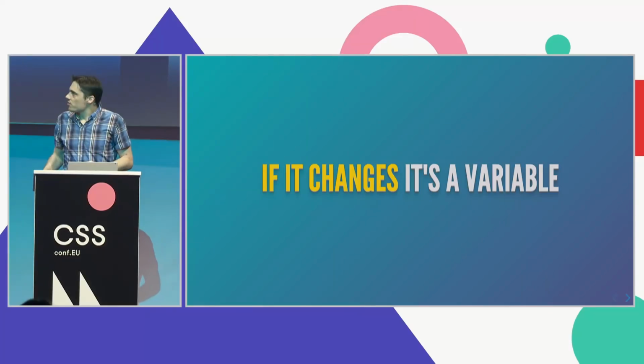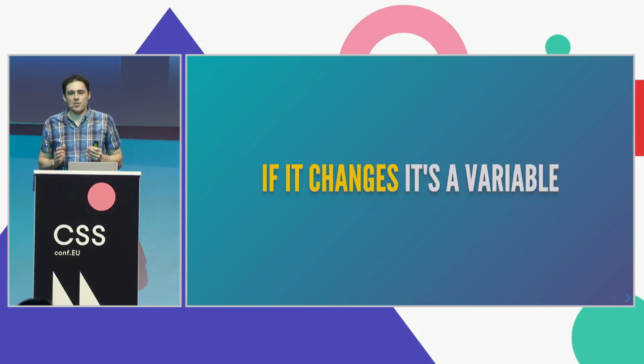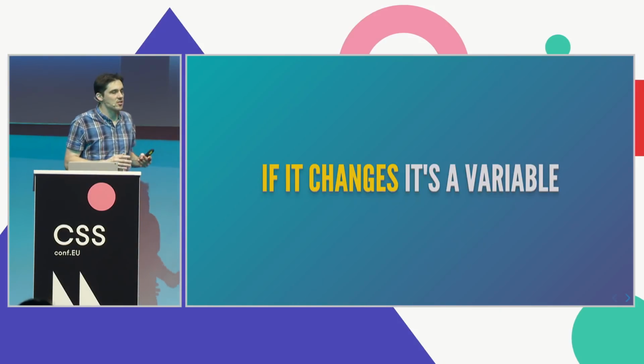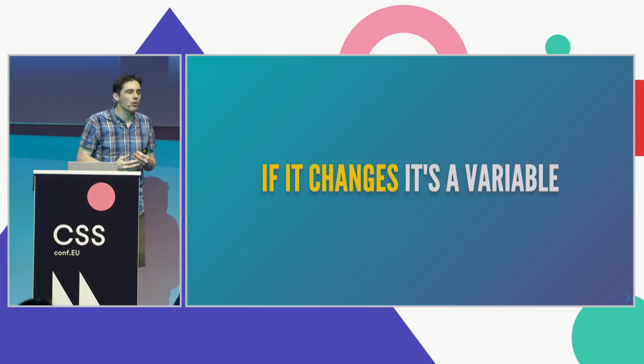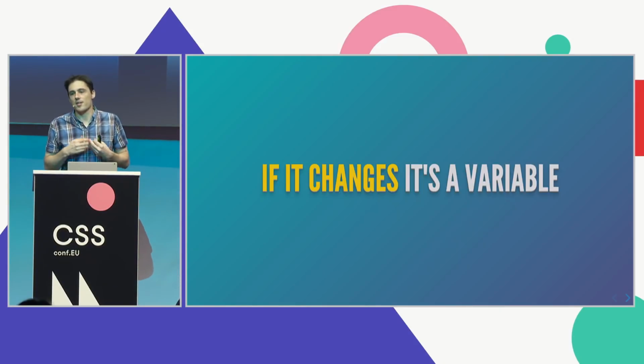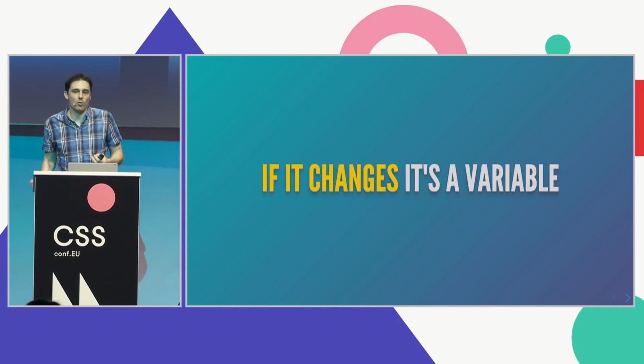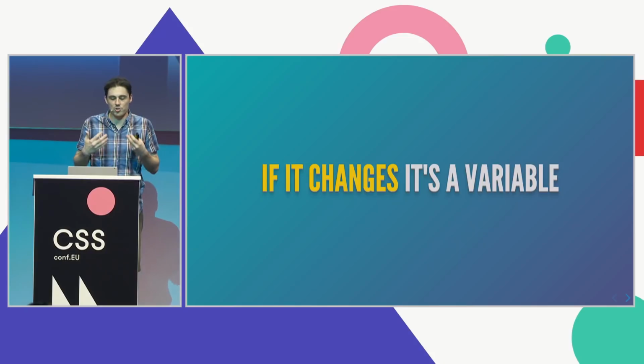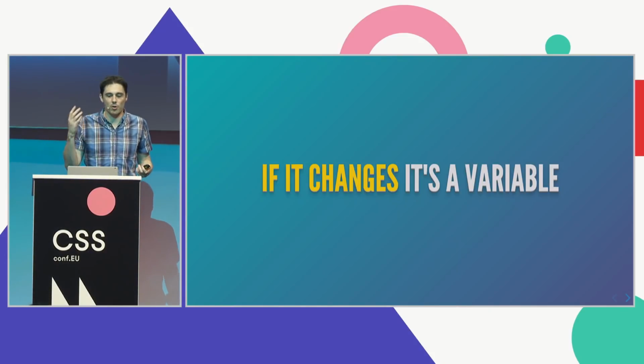So my first strategy for responsive design is: if it changes, it's a variable. And what I mean by this is if you're using a media query or a hover state or anything else to update the value of a CSS property, perhaps you should place this in a custom property and move it, along with the selector and the media query and whatever else changes its value, up to the top of the document.